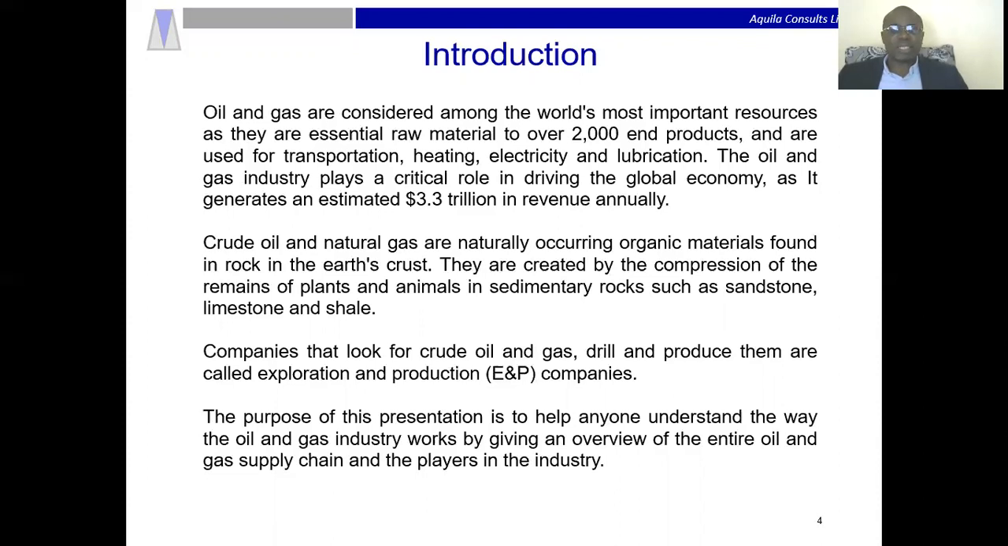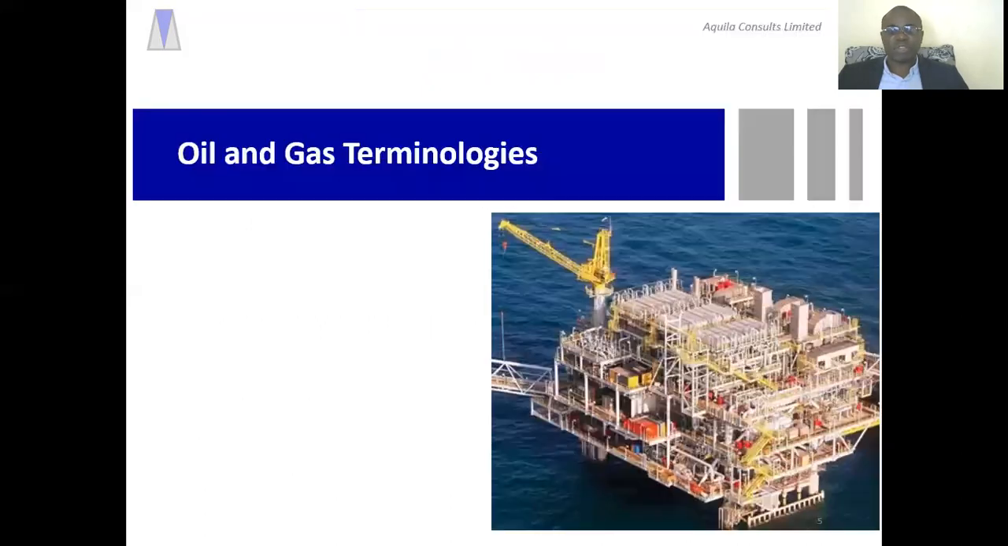Crude oil and natural gas can be found naturally occurring in the Earth's crust as compressed remains of plants and animals in sedimentary rocks such as sandstone, limestone, and shale. The companies that drill and produce crude oil and gas are referred to as exploration and production, or E&P companies. So the aim of this presentation is just to help anybody, whether you're an engineer or not, or any other professional interested in understanding how the oil and gas industry works.